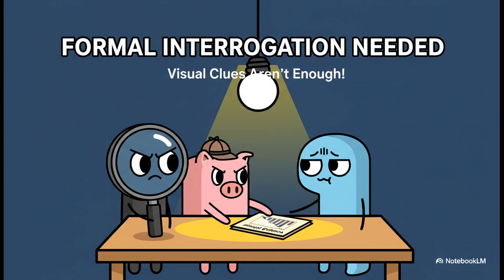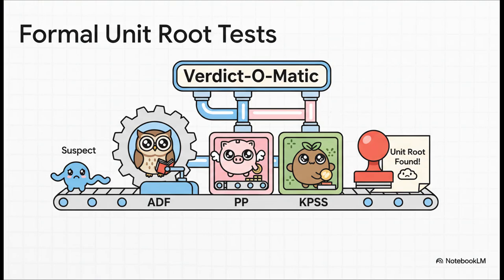But, just like in any good detective story, visual evidence isn't always enough to get a conviction in court. A series might look like it has a unit root when it actually doesn't. We need something more rigorous. We need to bring our suspect in for a formal interrogation. And that's where formal statistical tests come in. Now, there are a bunch of them, but one of the most famous is the Augmented Dickey-Fuller test, or just the ADF test. These tests are specifically designed to check for the presence of a unit root and give us a clear statistical verdict. Case closed.